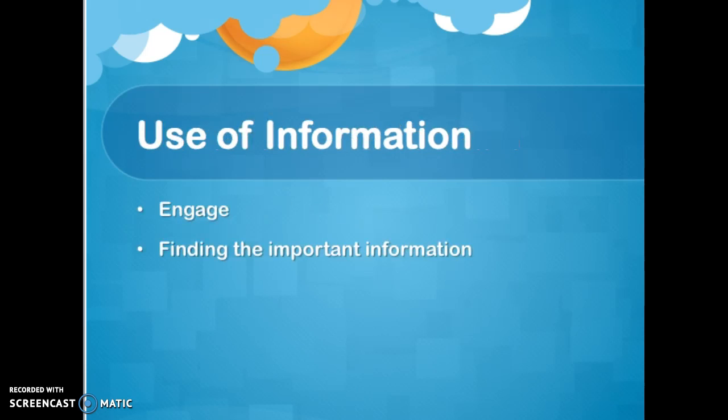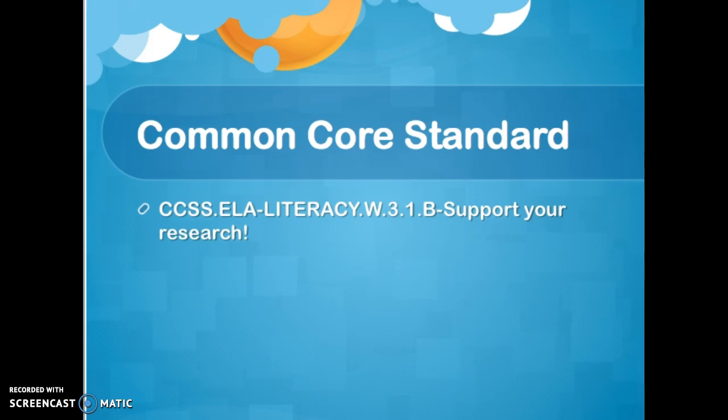Next is the use of information. First, how are you going to engage? How will you engage with the information? Are you going to read it, hear it, view it? Next, finding important information. Now that you've engaged with all of this information out there, it's time for you to pull out the information that is important to your research. Remember, not everything is relevant.